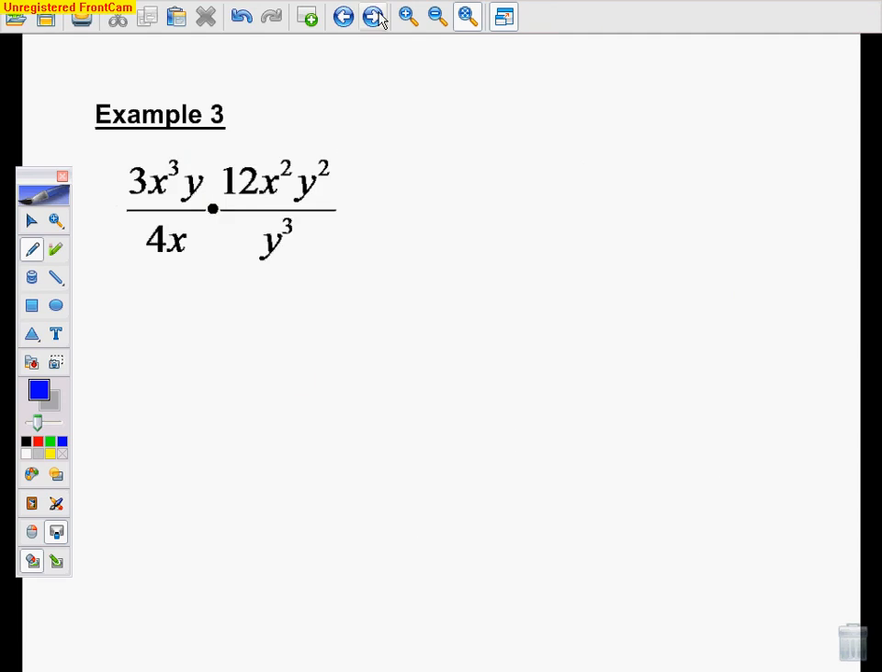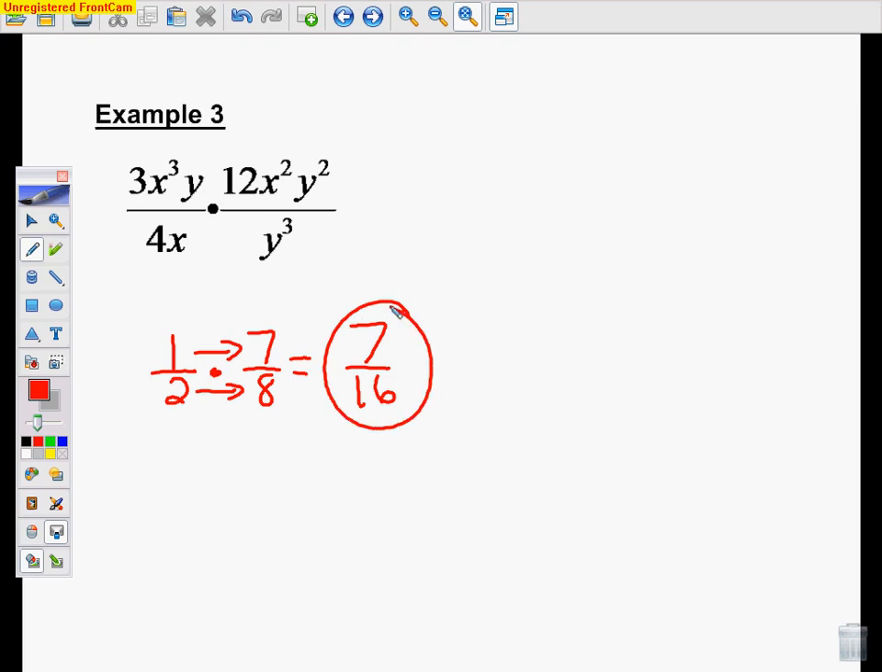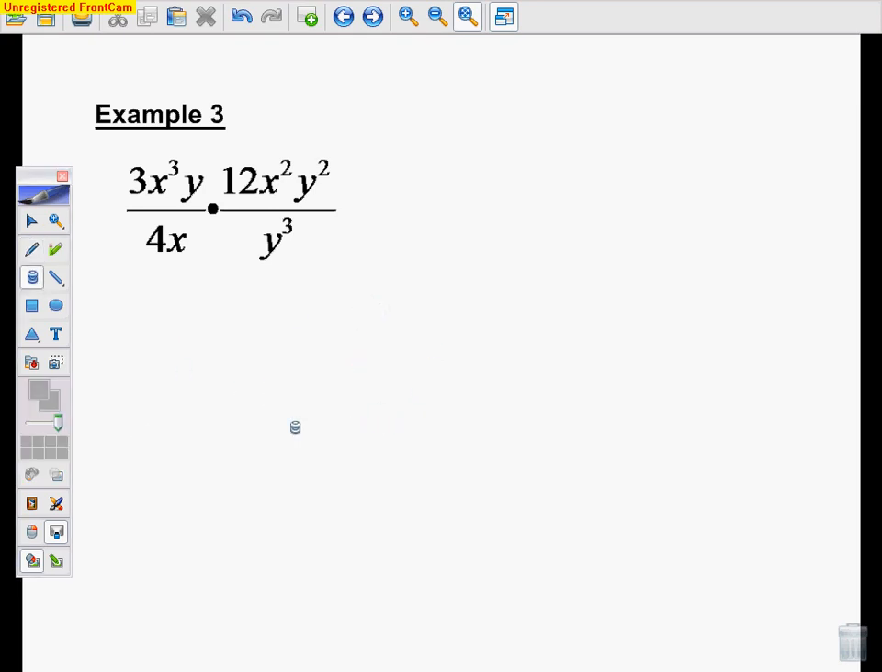Now, this problem I like because it kind of combines everything that we've been working on the last couple of days. You have two fractions that you're multiplying here. 3x cubed y over 4x. You're multiplying this fraction times this fraction, 12x squared y squared over y cubed. These are the two fractions that you're multiplying together. Now you multiply fractions that have powers just like you multiply any fraction. Like, for example, let's say you are multiplying 1/2 times 7/8. All you would do there is multiply straight across. 1 times 7 is 7, 2 times 8 is 16, and then you would see if you could reduce this if you possibly could. And that one doesn't reduce, but if you could reduce it, you would.